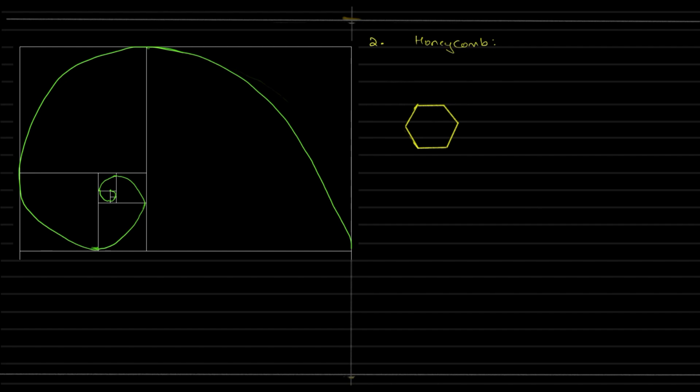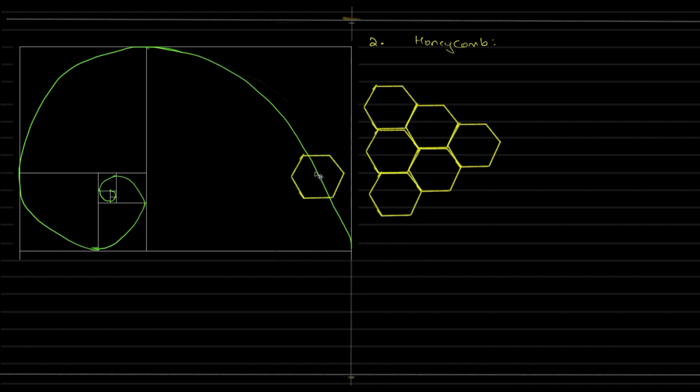Even this follows a particular pattern. There's a particular reason why the honeycomb is structured like that. It has the least possible perimeter and the highest possible area occupancy. So you're given a space, if you want to make the best use of the space, have a honeycomb structure.